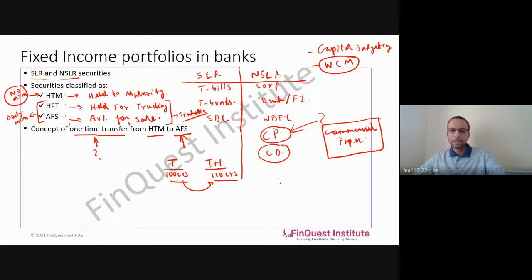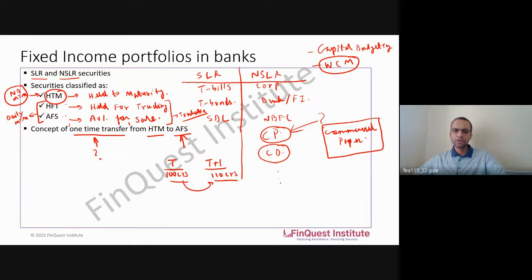So this is something which you can witness whenever you move things from HTM into AFS, because we know that as long as things are sitting inside the HTM portfolio, you are not supposed to calculate the MTM on a daily basis. Accordingly, HTM securities do not attract any capital charge. You're not supposed to allocate capital for HTM securities. But for AFS, yes, anything on AFS or HFT, you have to allocate capital charge for that.